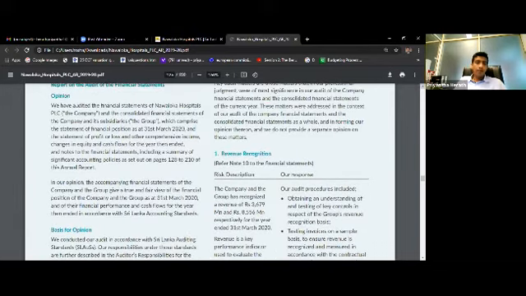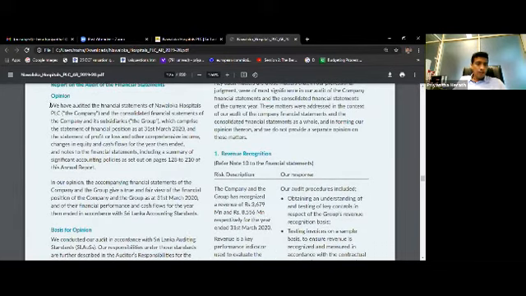Opinion, right? Can you see here? We have audited the financial statements of Navaloka Hospital PLC and the consolidated financial statements of the company and subsidiaries, right? And the next para, they say, in our opinion, the accompanying financial statements of the company and the group give a true and fair view of the financial position of the company and the group as at 31st March 2020 and their financial performance, cash flows for the year then ended in accordance with Sri Lanka accounting standards.